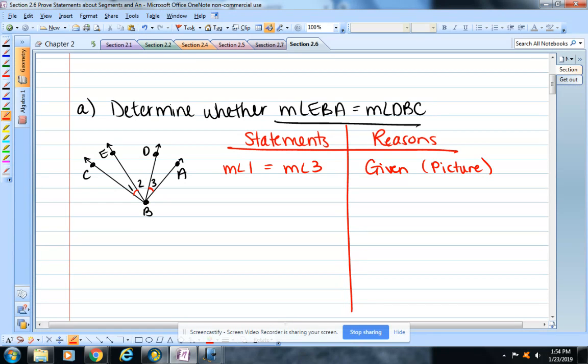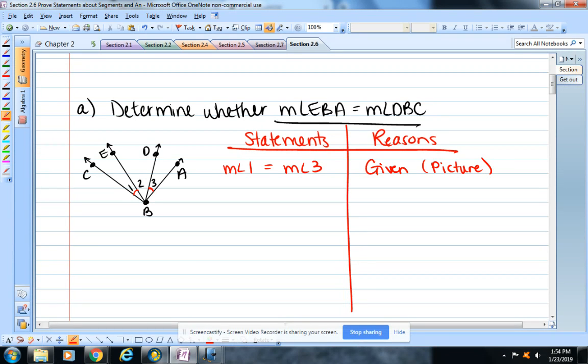All right, is everybody good so far? So I've got to somehow get from here to proving that the measure of angle EBA is equal to the measure of DBC. Okay, so this first reason is always given to you, either by a picture or they say it in words. So angle 1 is congruent to angle 3. Now what can I say? I'm trying to prove that EBA, from here to here, 2 and 3 together, is congruent or equal to the measure of angle DBC, which is 1 and 2 together.